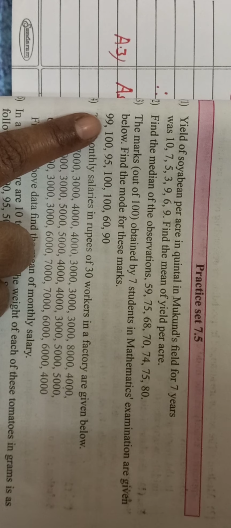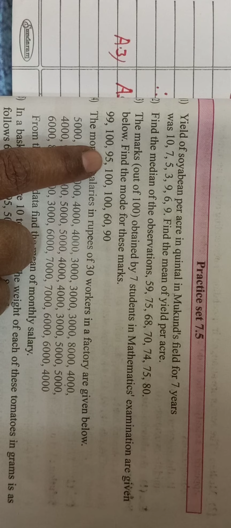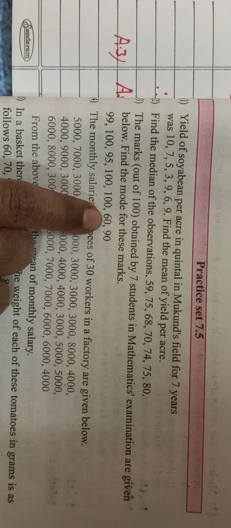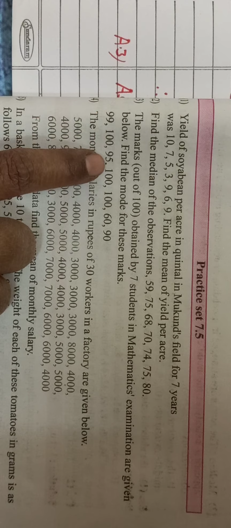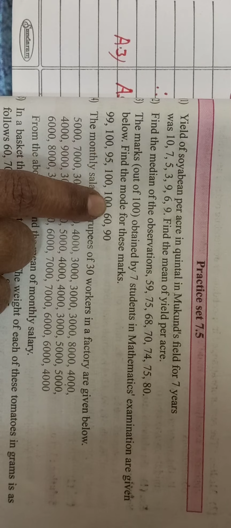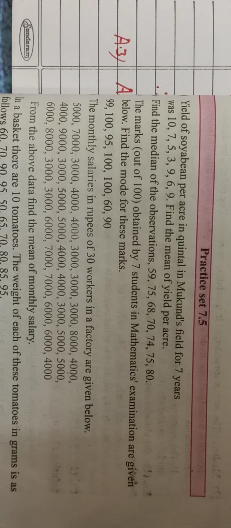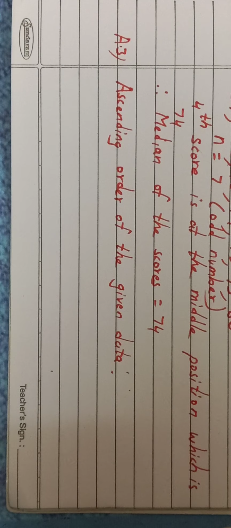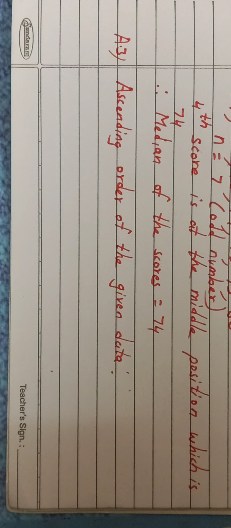Remaining, 99 is repeated only one time, then 95 only one time, then 60 also one time, 90 also one time. So these scores occur one time, whereas 100, 100, 100 occurs 3 times. Which score is repeated the maximum number of times? 100. So we will first write the given data in ascending order, and the maximum frequency of the score is 100.